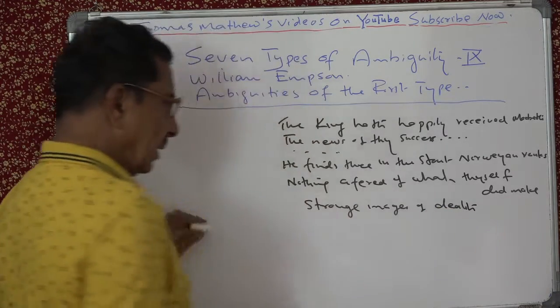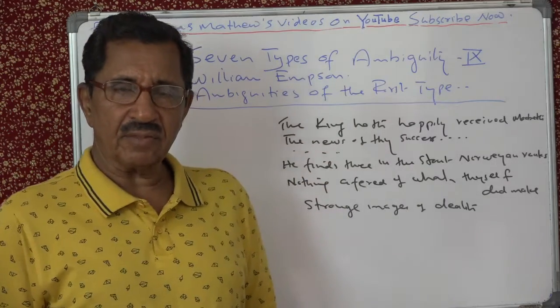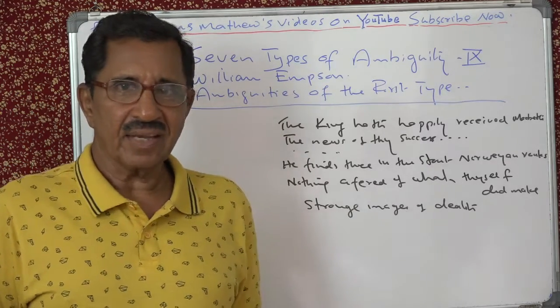So here is the dramatic irony. Here is the ambiguity also. Strange images of death. That's the whole play summed up in this.